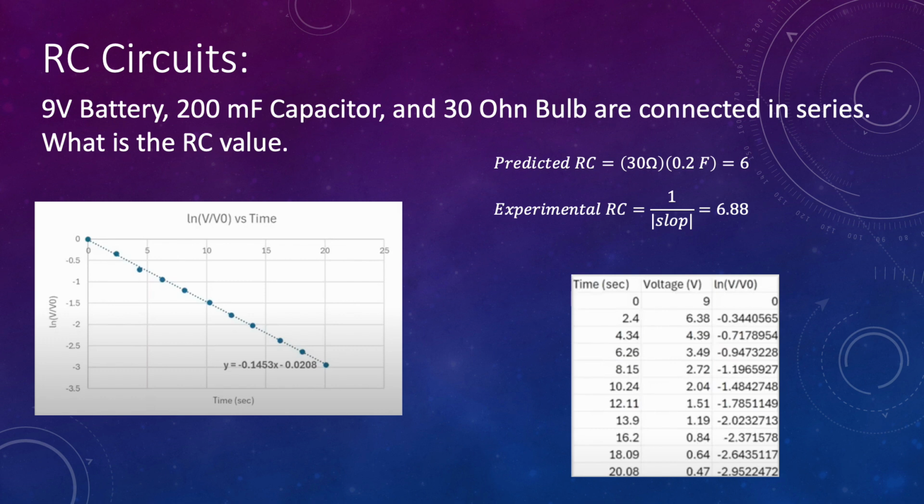Then we have more RC circuits. A 9-volt battery, 200 mF capacitor, and 30 ohm bulb are connected in series. What is the RC value? The predicted RC value is 6, but the experimental RC is 6.88, which is very close. And the data with the calculation are shown in the graph.